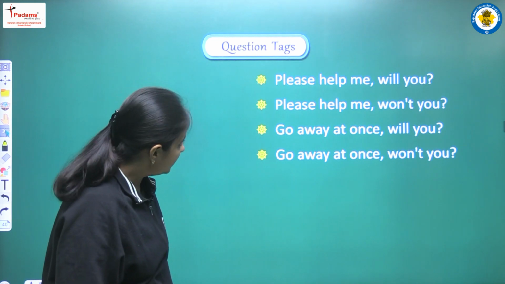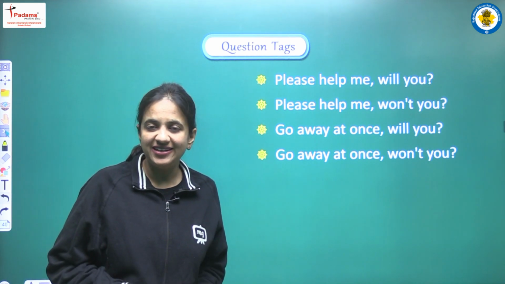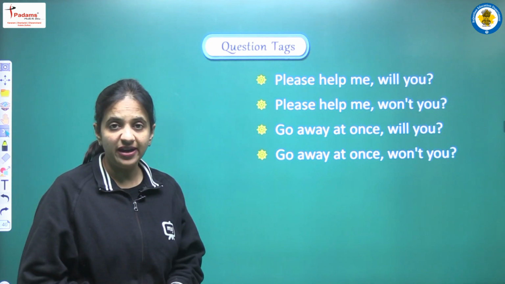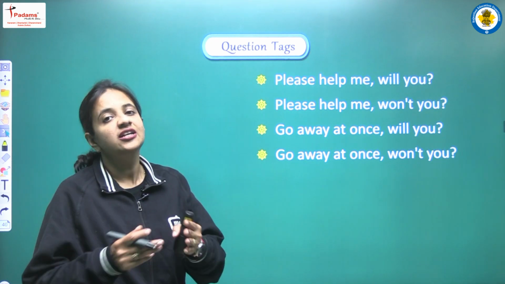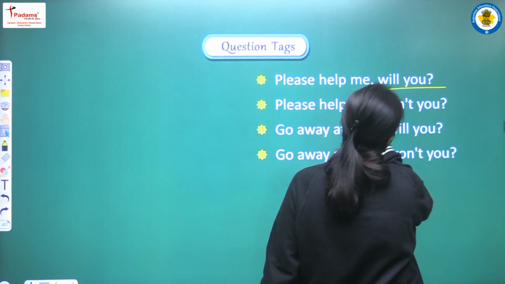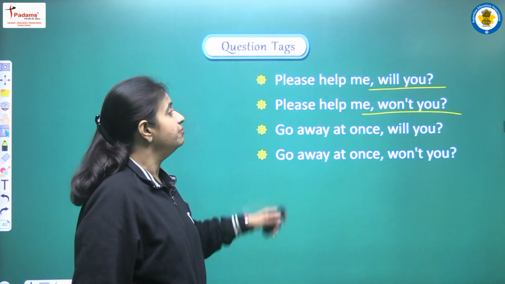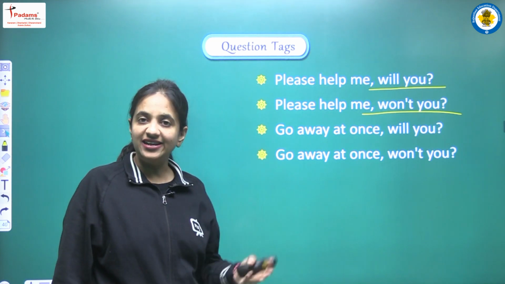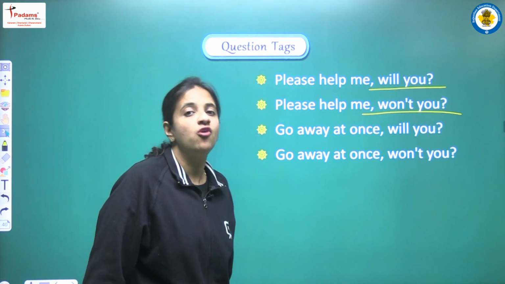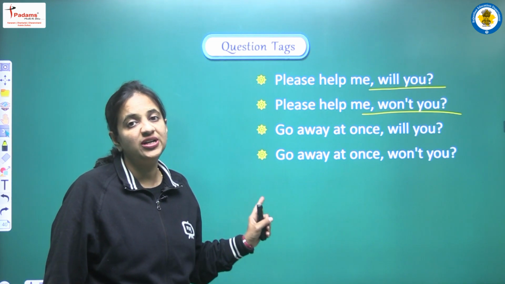So let's see. Please help me, will you. So again we are having an imperative sentence, and this is also a positive imperative sentence, that is please help me. So yes, we are having two options here. We can write will you also, and we can write won't you also. So the sentence can be please help me, will you, and it can be please help me, won't you as well. And yes, both the options are absolutely right.